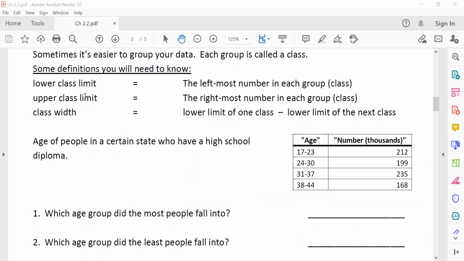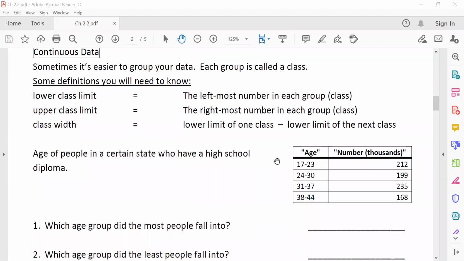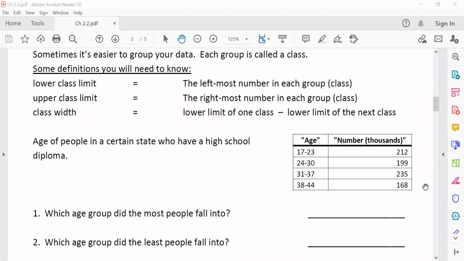So the first thing we're going to look at is this kind of way of doing it. We've already dealt with a frequency distribution before. We looked at that last time, but now we have to think about it a little bit differently, because now our data is actually going to be numbers. You can imagine the data says age of people in a certain state who have a high school diploma.